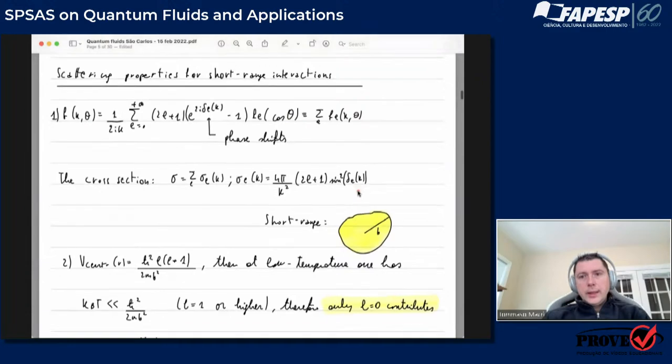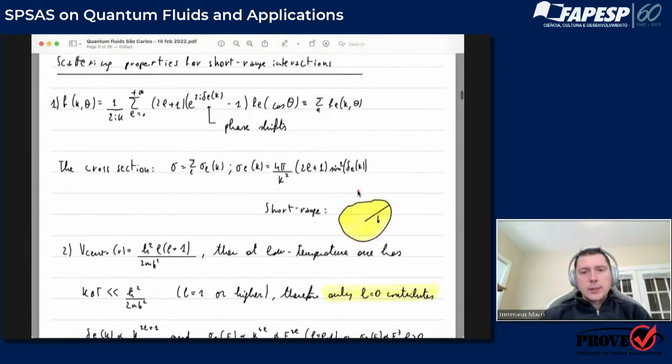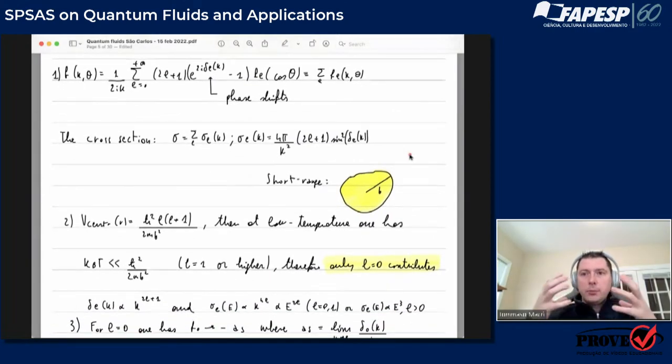Now, the interesting thing for us who study ultra-cold physics is that there is also a physical constraint on the importance of each one of the partial waves. The reason is that not only is the scattering potential relevant, but also, as we know, the centrifugal barrier is relevant, once you write down the 3D Schrödinger equation in terms of radial variables.